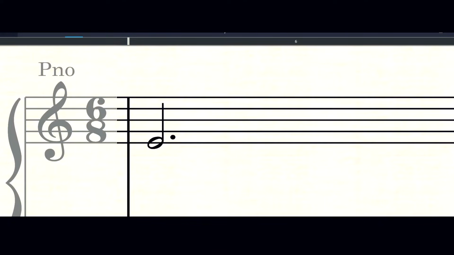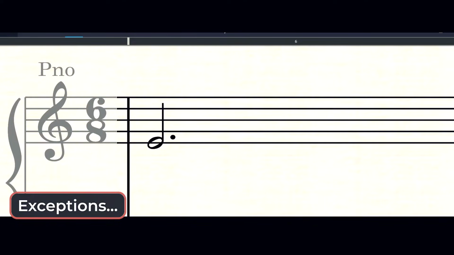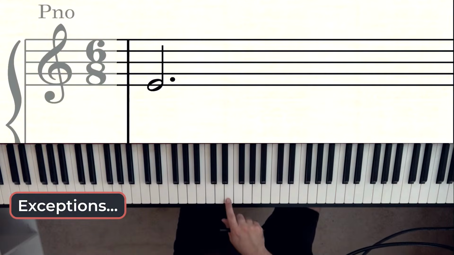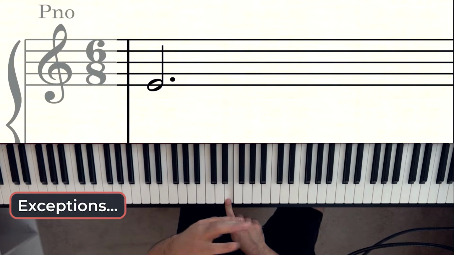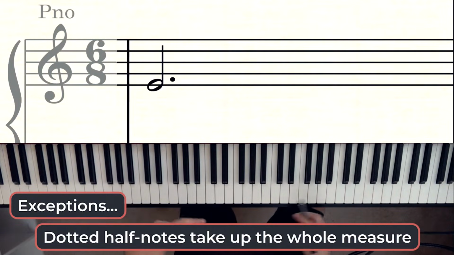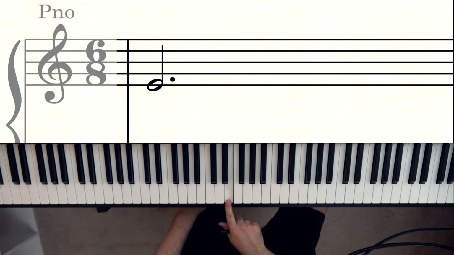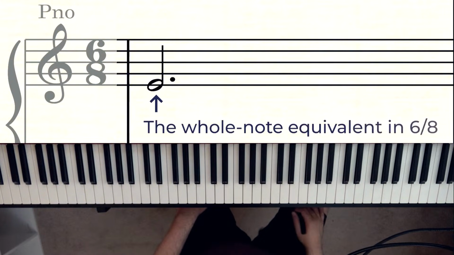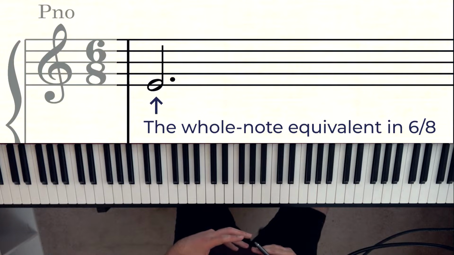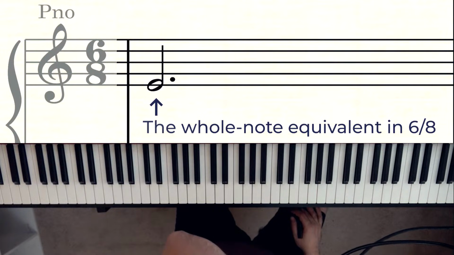A little exception here is this dotted half note. A dotted half note in 4/4 used to get 1, 2, 3 beats. It now takes up the whole measure, 6 beats. 1, 2, 3, 4, 5, 6. So you may see a lot of dotted half notes as well. That's basically the whole note equivalent in 6/8.